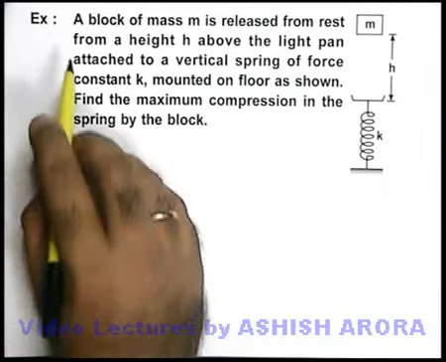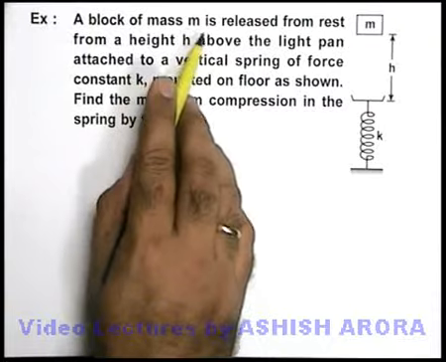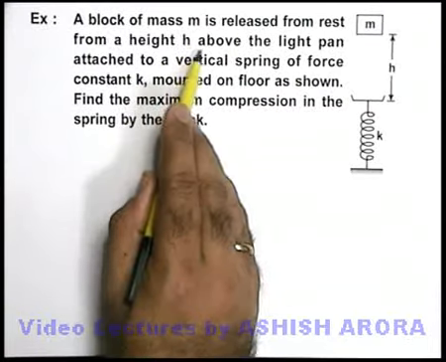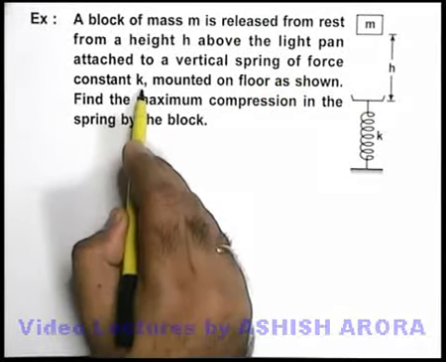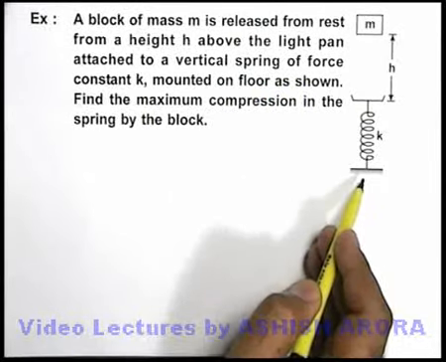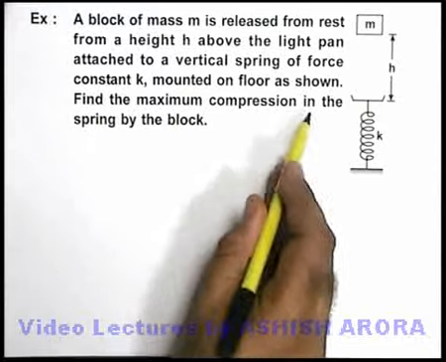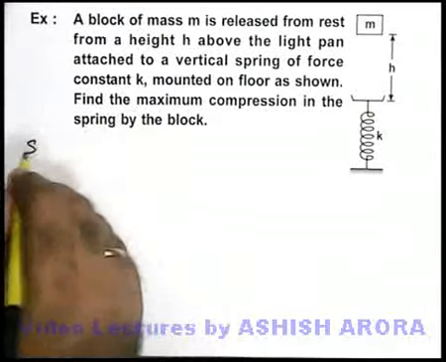In this example, we are given that a block of mass m is released from rest from a height h above the light pan attached to a vertical spring of force constant k mounted on the floor, as shown. And we are required to find the maximum compression in the spring by the block.